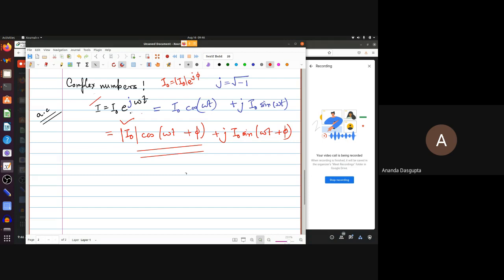You might, of course, ask, why would anybody want to then use the complex functions in the first place if it doesn't really make a difference? Why not just use cosine omega t plus phi? That is what you have, right? You don't really have a complex current. So why don't you just use I equal to I0 cos omega t plus phi and forget about complex numbers and all those complications?